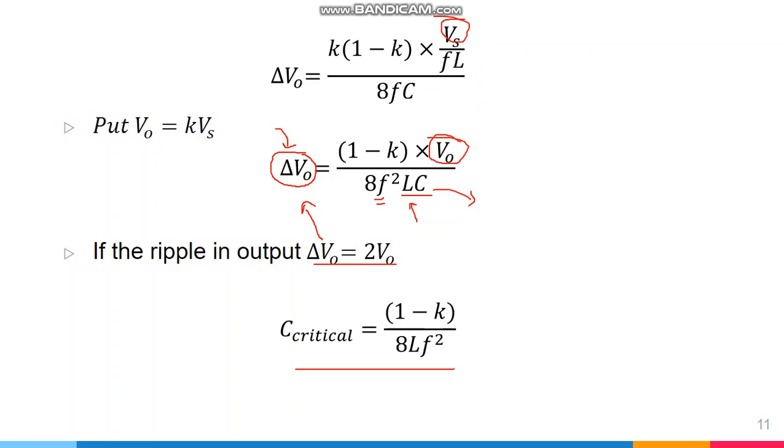So once you know this value, all of the other expressions can be easily calculated, irrespective of whatever the value of this ripple is, either it's 2 V naught, 3 V naught, or whatever. So this expression is important, either you remember it or you know how to derive it. The understanding of this formula is important.